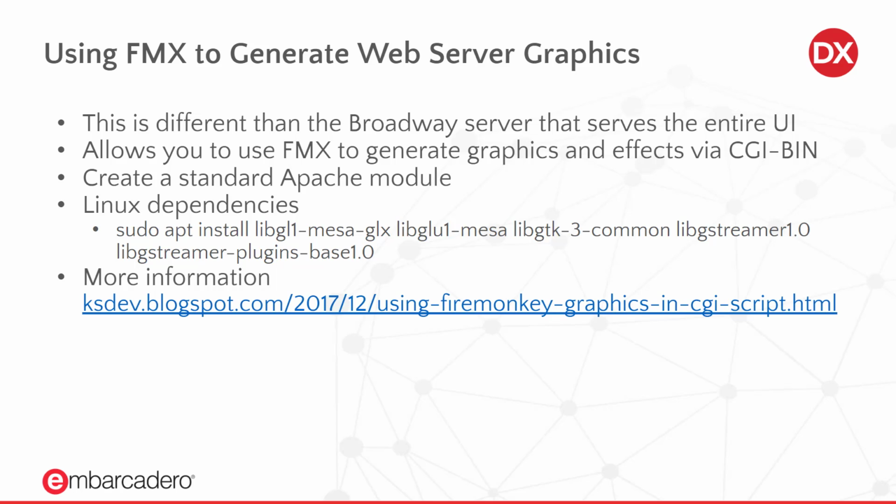So there's two options on how you can use FMX Linux for the web. The first is to use it to generate web server graphics. This is not you building a GUI in the IDE that's being displayed to the user in the browser. Instead, you're using the FireMonkey libraries inside of a CGI bin to generate graphics, PNG files, or effects. So it could be grabbing an image from somewhere and applying an effect to it. It could be building a graphic from scratch, etc.